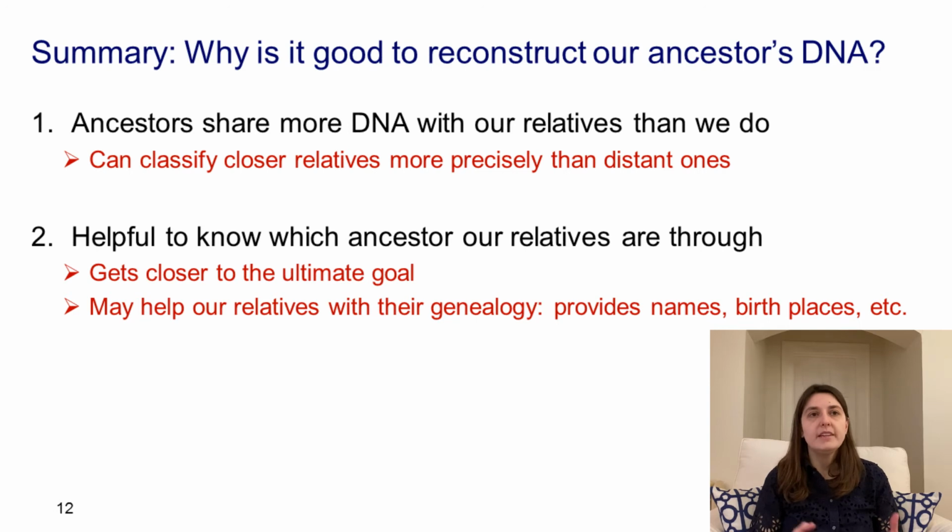So in summary, it's important to reconstruct DNA from our ancestors because our ancestors share more DNA with our relatives than we do, and therefore can enable more reliable, more precise classification of how our ancestor and that person are related. Secondly, it's good and moves towards our goal in genetic genealogy if we can figure out how we are related to people, and it may also help our relatives to figure out their genealogy if we can tell them who they're related to us through. We can give them places and names associated with those people.